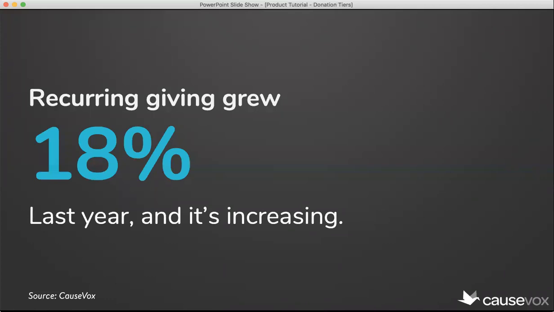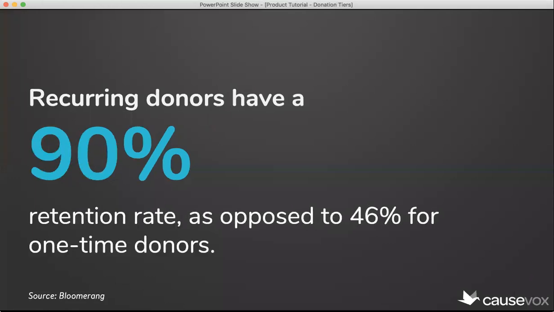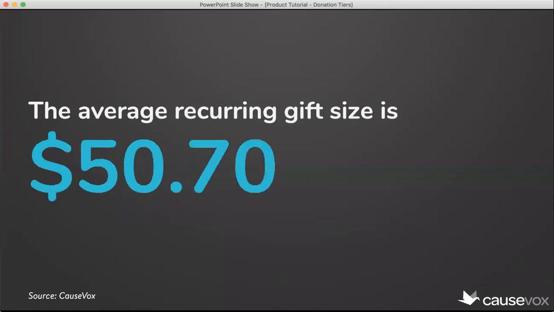And that's really good news for you because you're more likely to raise more throughout the whole year and you're likely to keep those donors for the long term. So focusing on optimizing your recurring giving is really, really important because this is what's going to help you drive sustainable gifts year round at your organization.